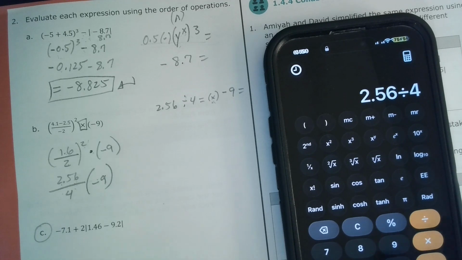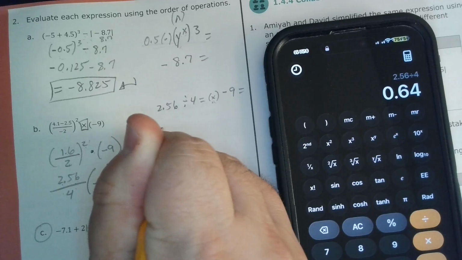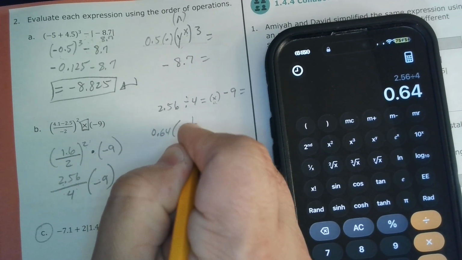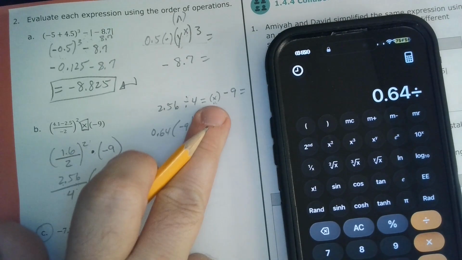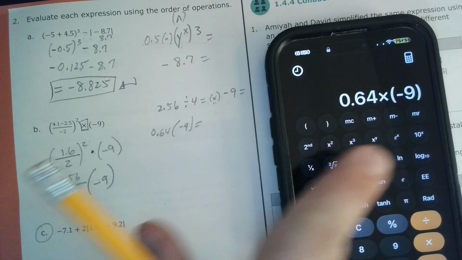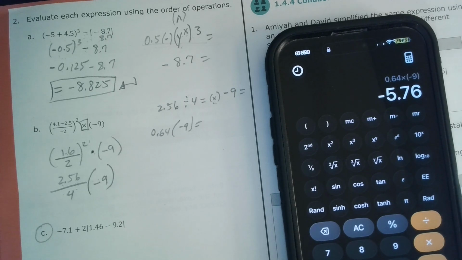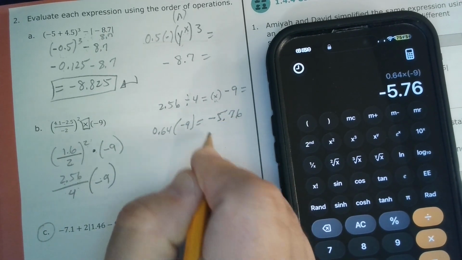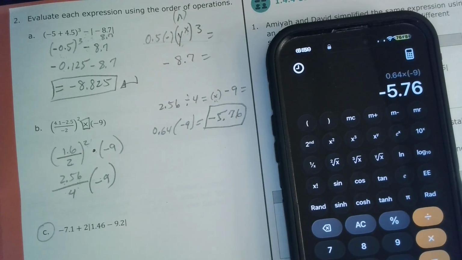So 2.56 divided by 4 equals. So I'm going to move over here with that. That's 0.64 times negative 9. See, nope, not divided by, multiplied. Times, and I have to go 9 negative on this one. I have written -9, but you see, and now equals. So your answer is negative 5.76. Sorry. Okay.